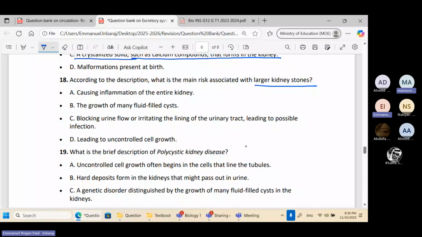If the kidneys... C. C, it will block the urine flow. Yes, it will block the urine flow. Okay, good. Then next, look at the 19th one.